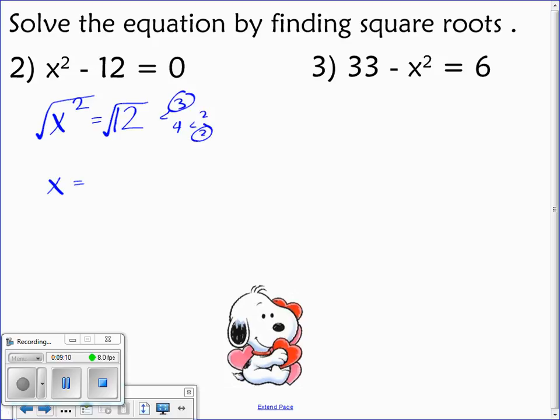All that factor tree stuff we've been working on is coming back, so you've got to simplify. Good, 2 radical 3. But every answer should have what with it? Plus minus.